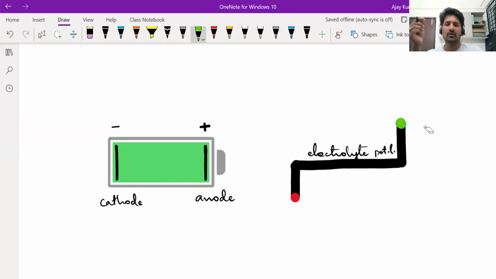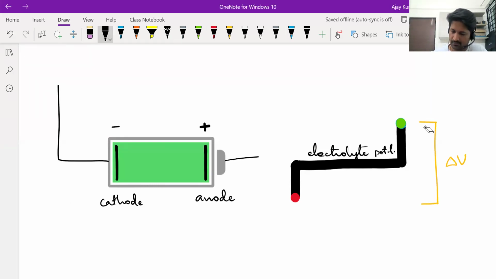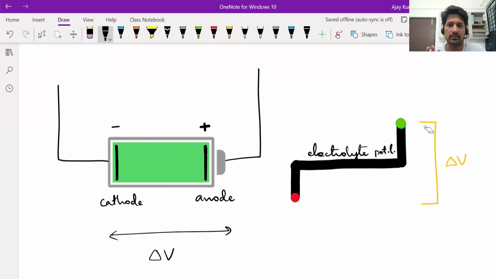The other one let us represent in green. So the green dot is the anode potential, the red dot is the cathode potential, and this complete potential difference between those two is called the terminal voltage of the battery. That's the potential difference that you actually see across the ends of the battery. So when you connect this battery to a circuit, the potential difference that the battery maintains is the difference between the anode potential and the cathode potential.